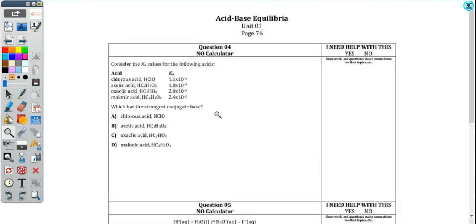All right, next question I want to take a look at here is this one. You're given a list of weak acids and their corresponding Ka values, and you're asked to identify which is the strongest base, conjugate base.